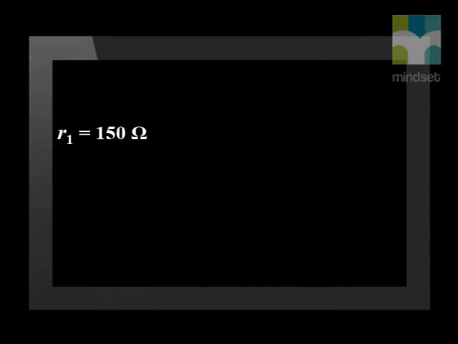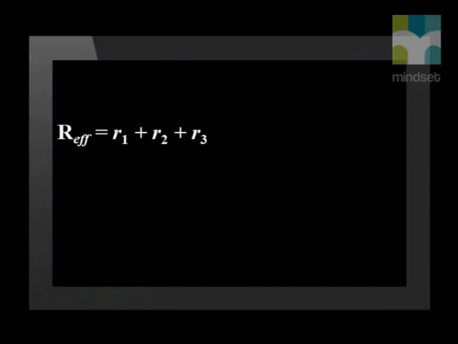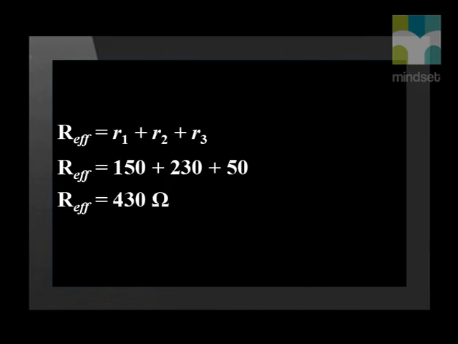Remember that we always list the information given first. We are told that R1 equals 150 ohms, R2 equals 230 ohms, and that R3 equals 50 ohms. Now we write down the equation that we will use. R effective equals R1 plus R2 plus R3. R effective is therefore 150 plus 230 ohms plus 50. So the total or effective resistance of these three resistors is 430 ohms.